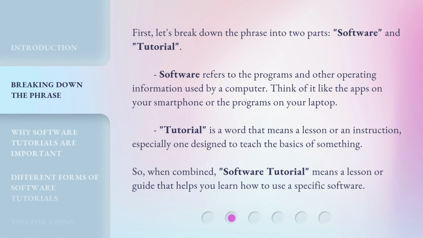First, let's break down the phrase into two parts, software and tutorial. Software refers to the programs and other operating information used by a computer. Think of it like the apps on your smartphone or the programs on your laptop. Tutorial is a word that means a lesson or an instruction, especially one designed to teach the basics of something. So, when combined, software tutorial means a lesson or guide that helps you learn how to use a specific software.